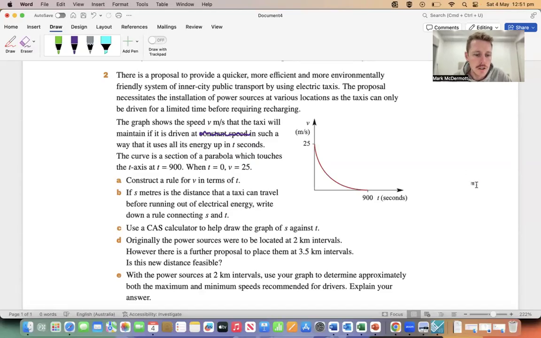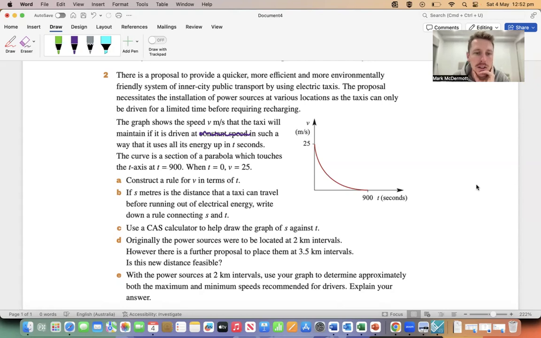Okay, so this is a challenging question, but a good one, I think. There is a proposal to provide a quicker, more efficient, and more environmentally friendly system of inner-city public transport by using electric taxis. The proposal necessitates the installation of power sources at various locations, as the taxis can only be driven for a limited time before requiring recharging.